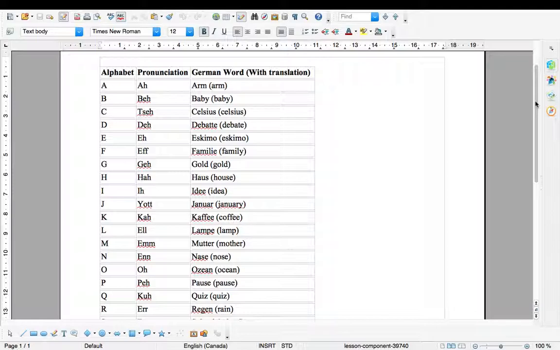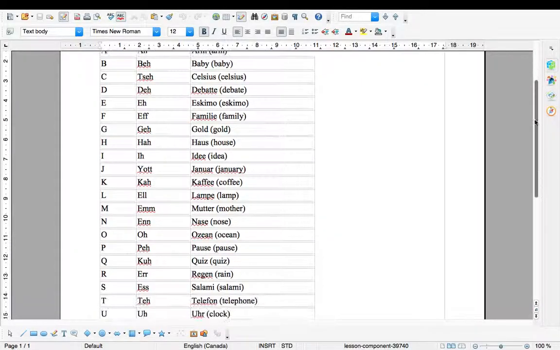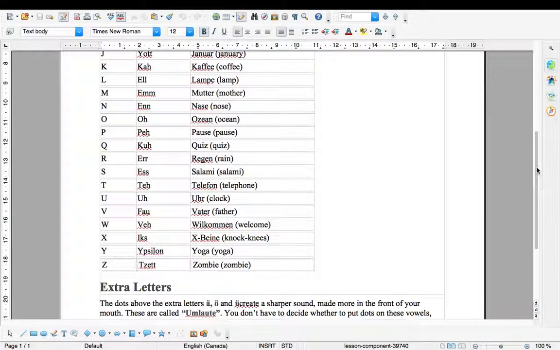A, B, C, D, E, F, G, H, I, J, K, L, M, N, O, P, Q, R, S, T, U, V, W, X, Y, Z. Easy.